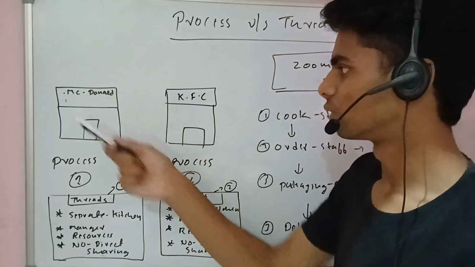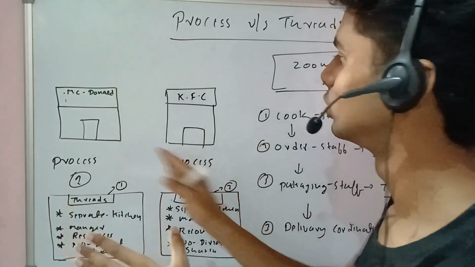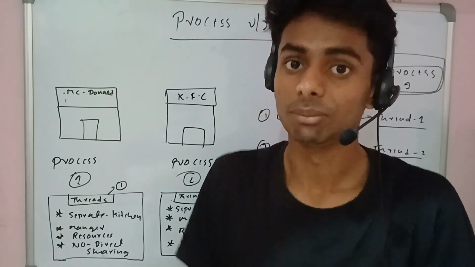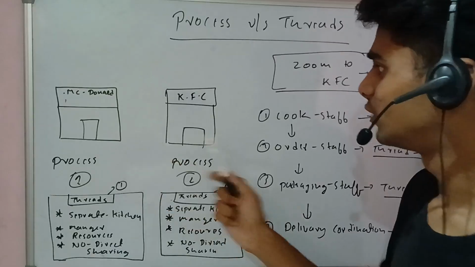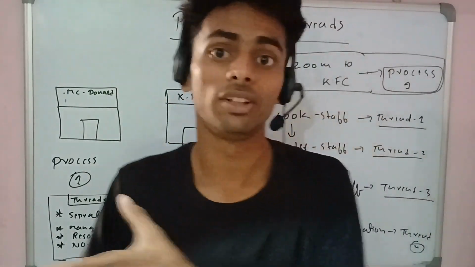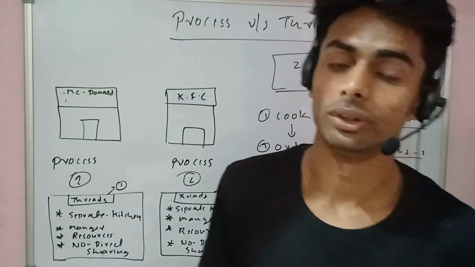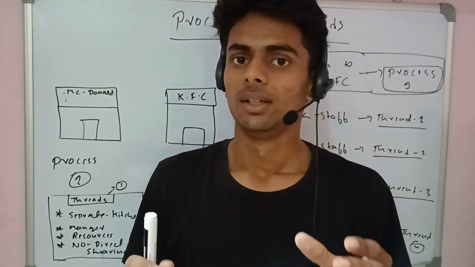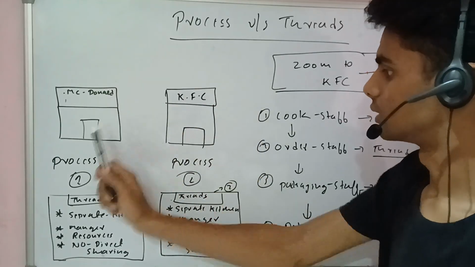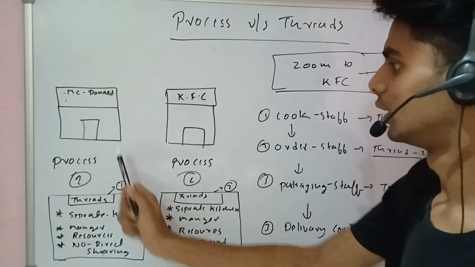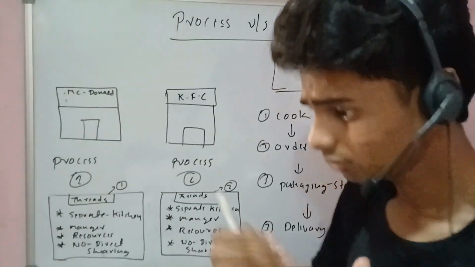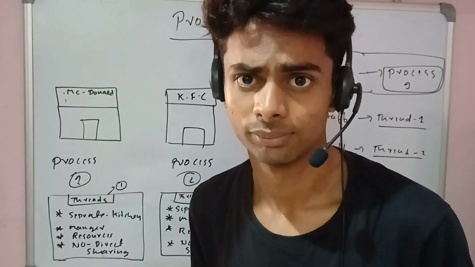Okay, so let's suppose they both work in the same area, the same city, but they are different restaurants with different styles and different working models, internal working model, external working model, all that stuff. So they are in the same city, but they are different processes. We can consider both as different processes. Process one is McDonald's, this is also a restaurant. Process two is KFC. This is also a process.